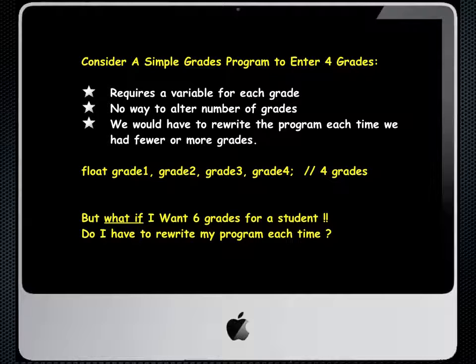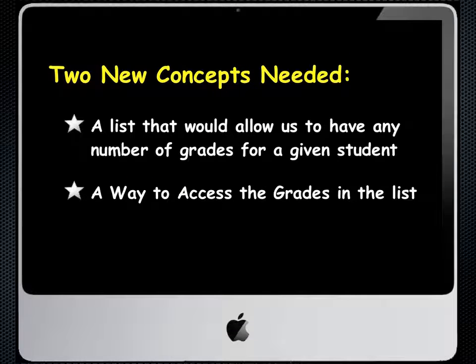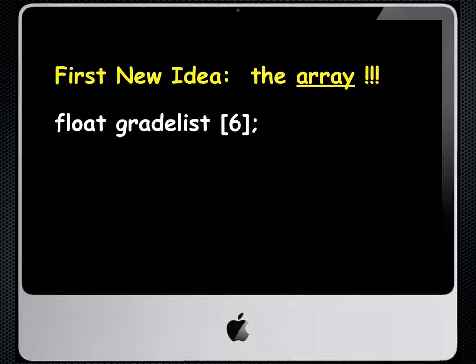So, to avoid having to rewrite our program every time, we could take advantage of 2 new concepts. One would be a concept of a list that would allow us to have any number of grades for a given student, and a second would be a way to access the grades in that list. The first new idea, the array, would allow us to make a list.